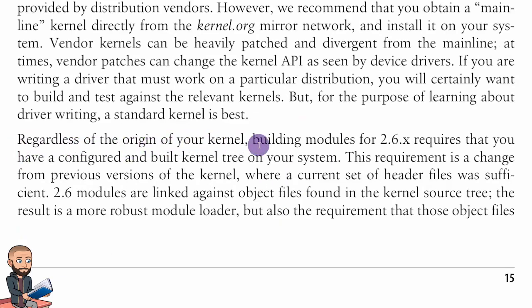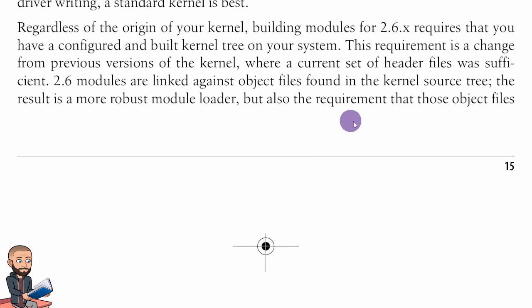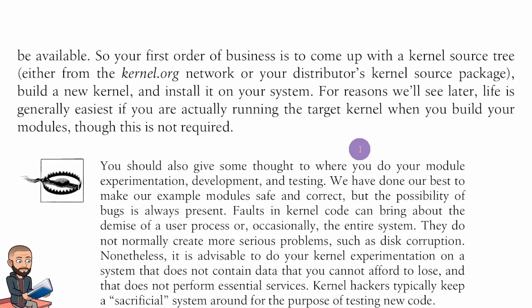Regardless of the origin of your kernel, building modules for 2.6.x requires that you have a configured and built kernel tree on your system. This requirement is a change from previous versions of the kernel, where a current set of header files was sufficient. 2.6 modules are linked against object files found in the kernel source tree, and the result is a more robust module loader, but also the requirement that those object files be available. So your first order of business is to come up with a kernel source tree, either from the kernel.org network or your distributor's kernel source package. Build a new kernel and install it on your system.